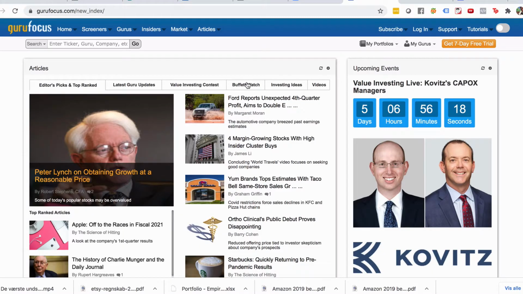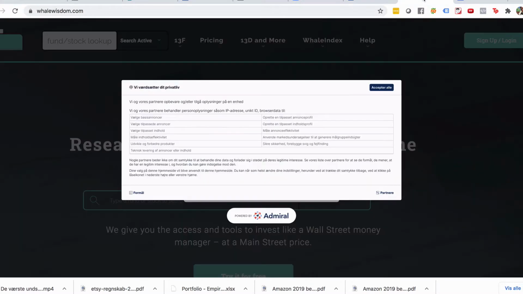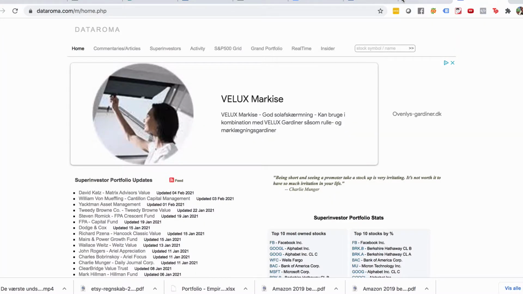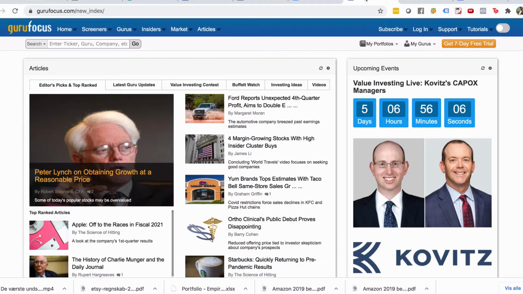So this is the website that I use. It's called Gurufocus.com. And there are actually other websites. You have also Whalewisdom and Dataroma. But for now, we're going to use Gurufocus.